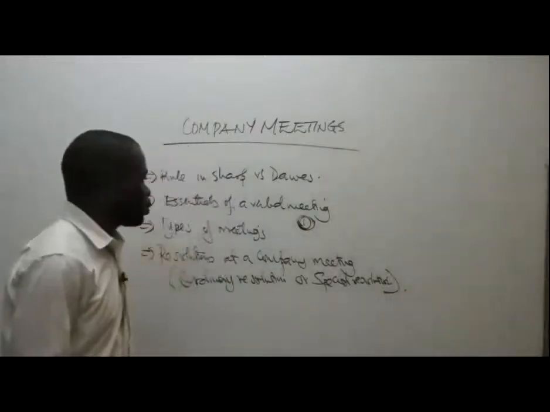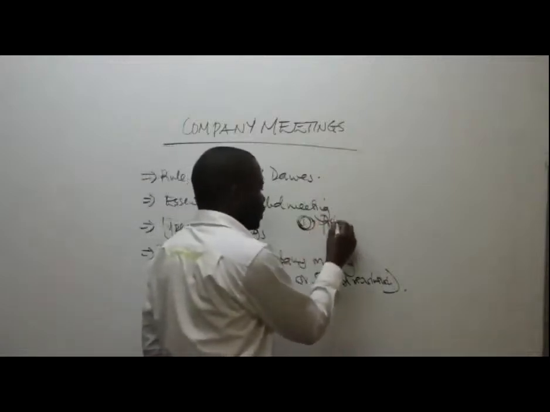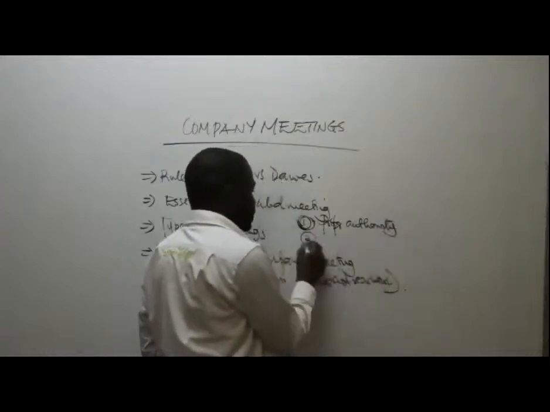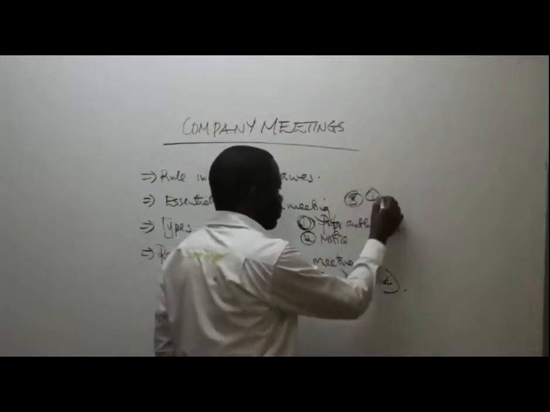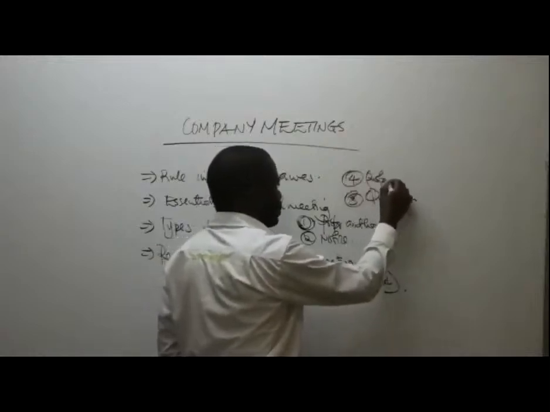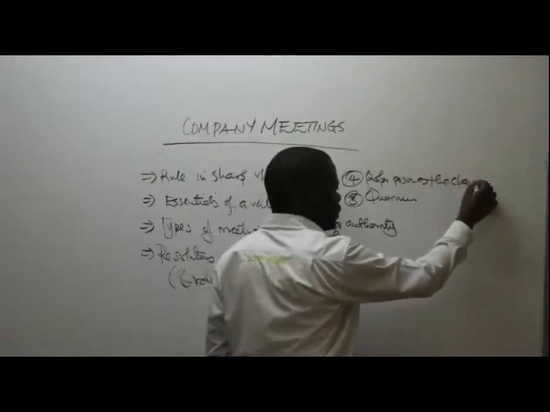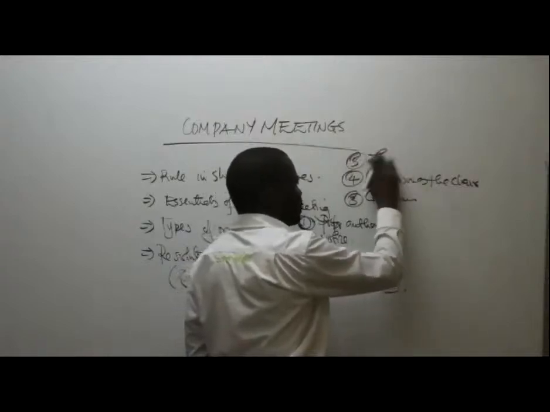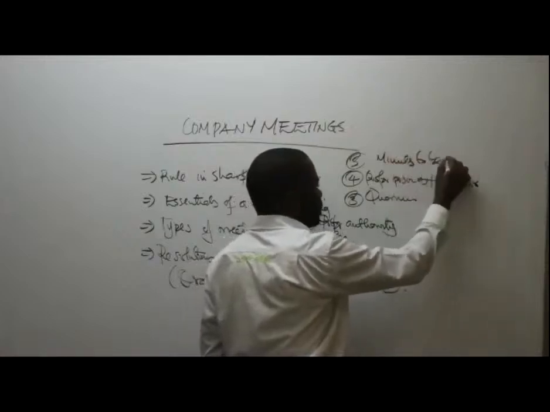Sorry about that. So we said the essentials of a valid meeting: the meeting should be convened by the proper authority. Number 2, there should be a notice. Number 3, there should be a quorum. Number 4, there should be a proper person as the chair, and we went into details with regard to these essentials. And the last one, which we are just to look at, is that minutes should be maintained.